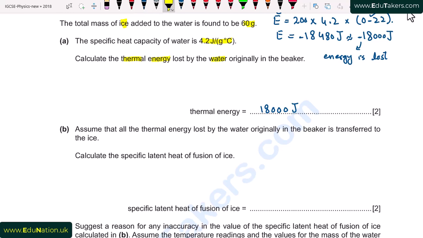Part B. Assume that all thermal energy lost by the water originally in a beaker is transferred to the ice. So all of the thermal energy that is lost by the water is transferred to the ice. Calculate the specific latent heat of fusion of ice. Here we have to find out the specific latent heat of fusion of ice.